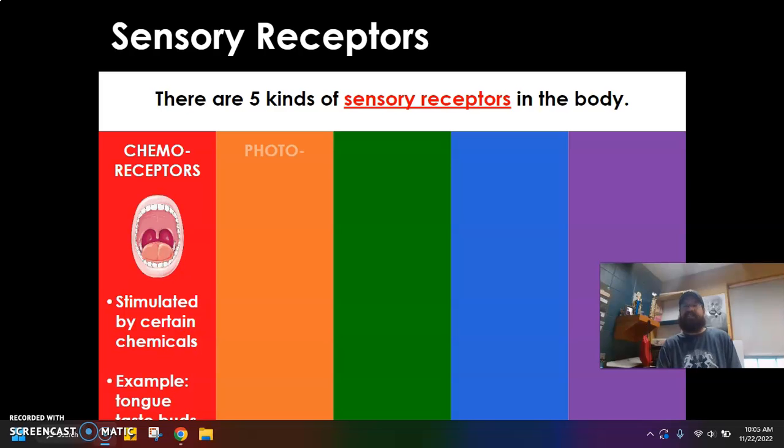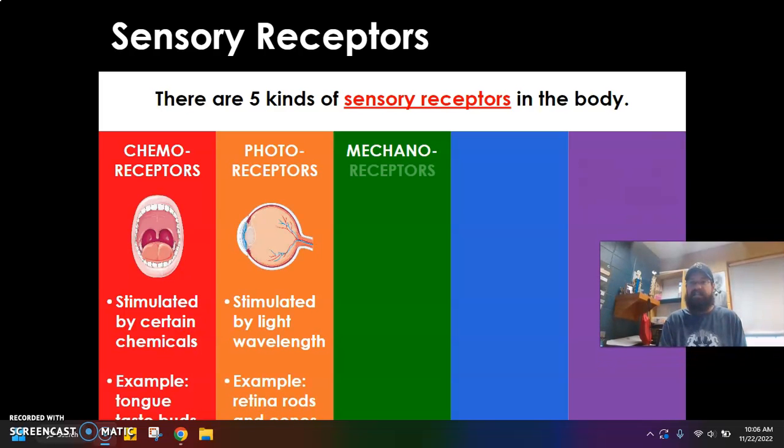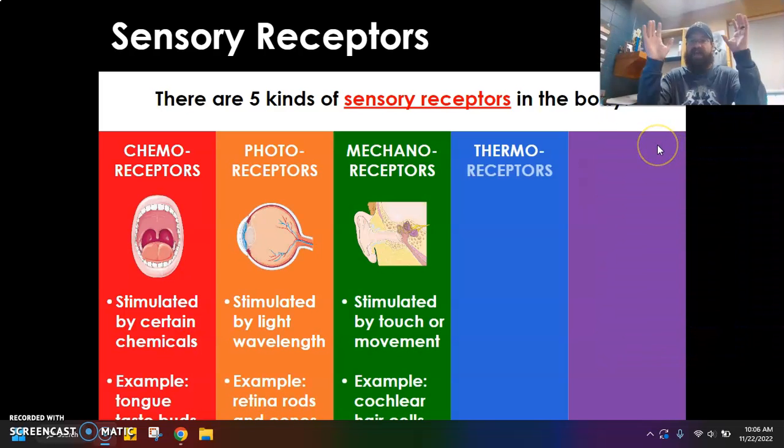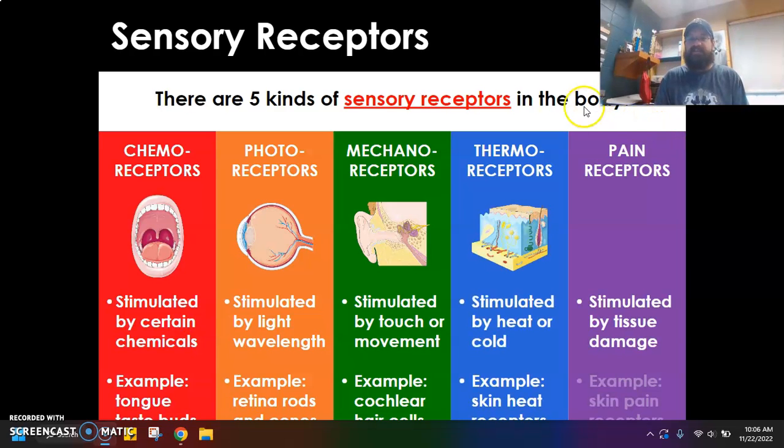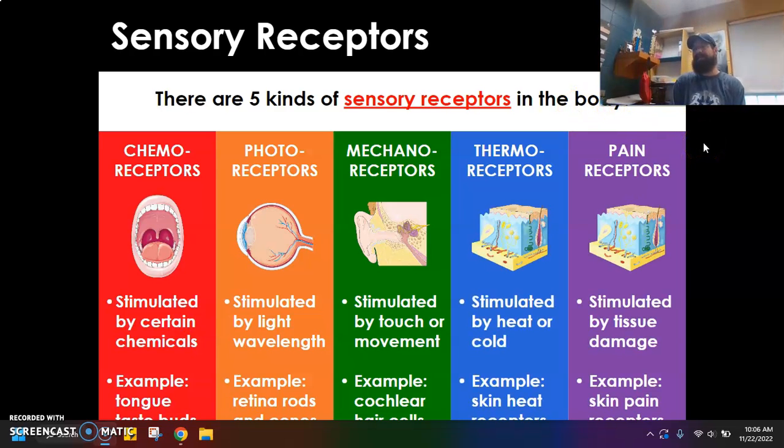There's 5 kinds of sensory receptors in the body. Sorry, my head's in the way up here. 5 kinds of sensory receptors in the body.